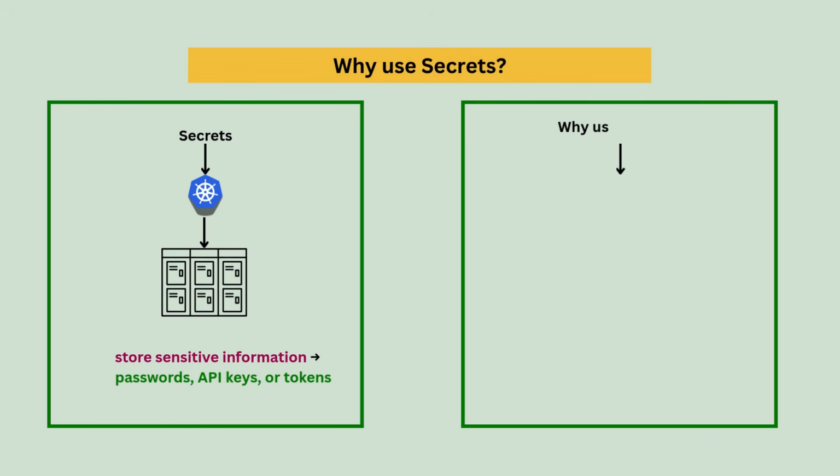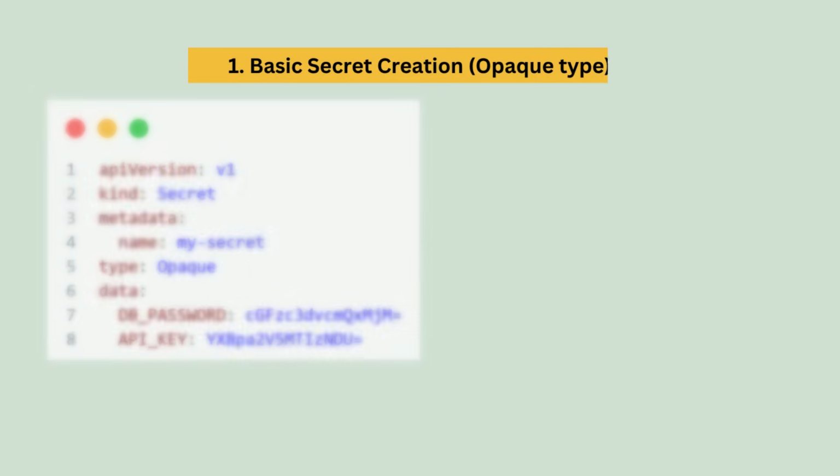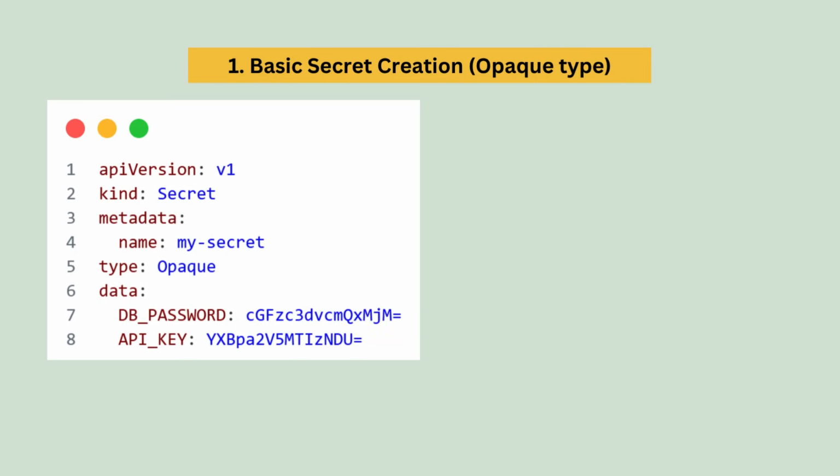So why do we use secrets? It keeps your sensitive data out of your Docker images. You can also rotate credentials without rebuilding pods. It also integrates with RBAC so only authorized users or pods can access them. First, let's understand basic secret creation.